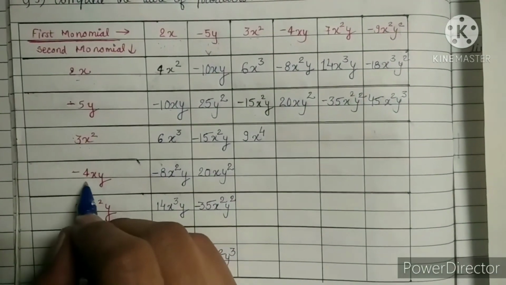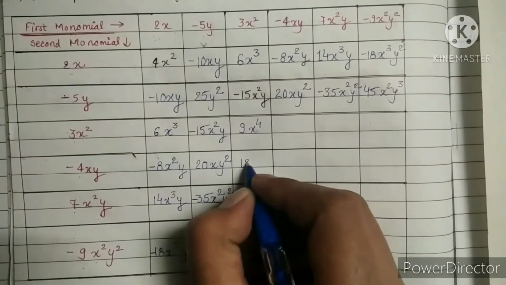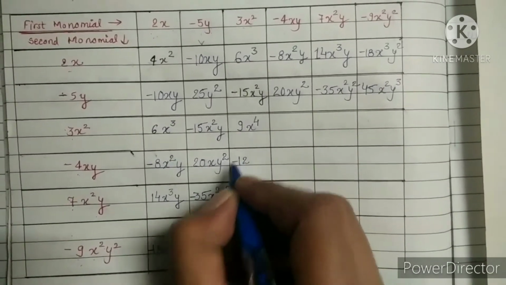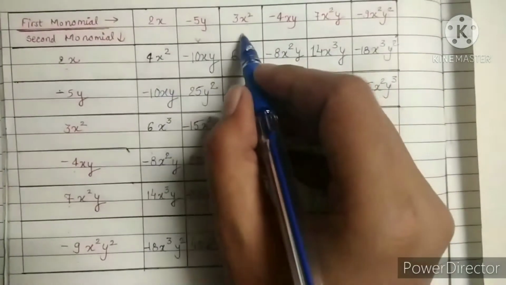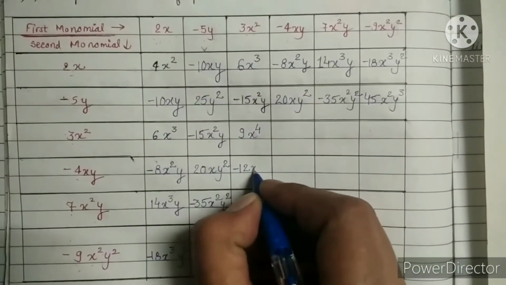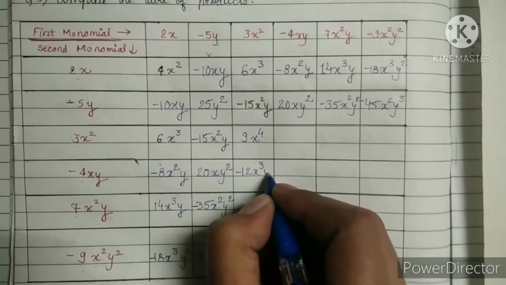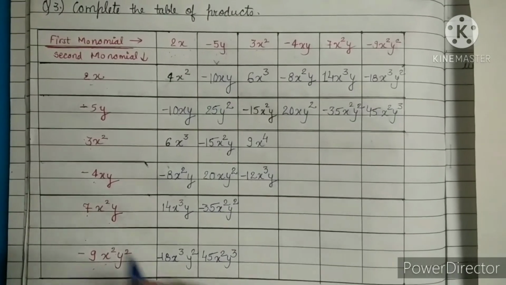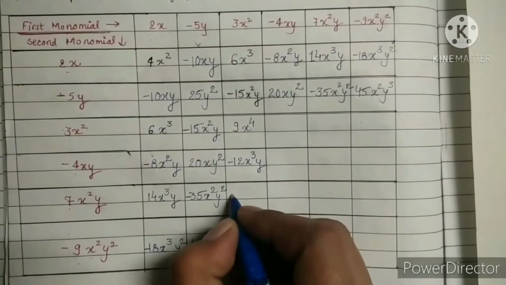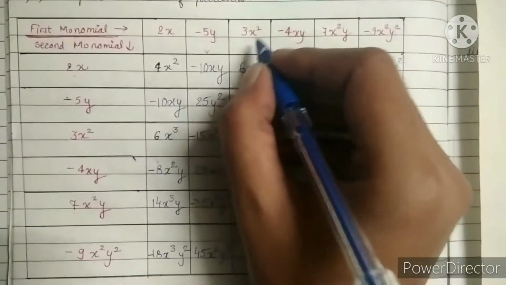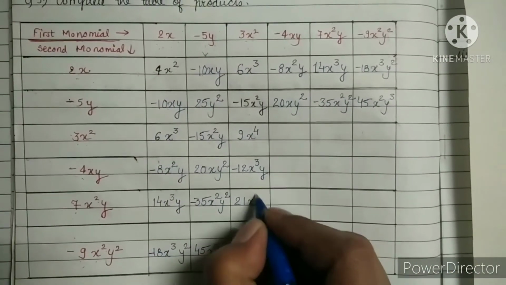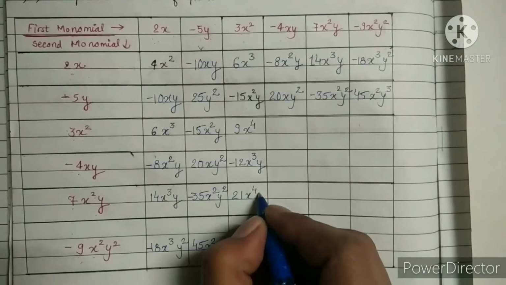Minus 4. 4 3s are 12, but negative. Here is negative. Okay. X is to power 1, x is to power 2. So here x is to power 3 and y remain same. 7 3s are 21. Here x is to power 2. Here x is to power 2. So here x is to power 4 and y will remain same.